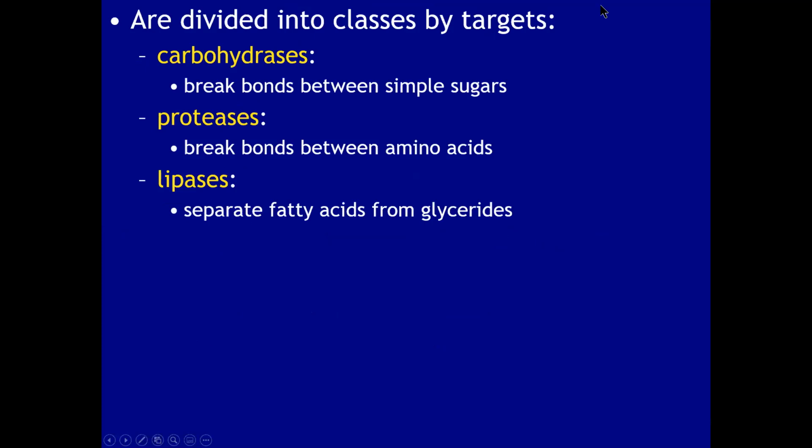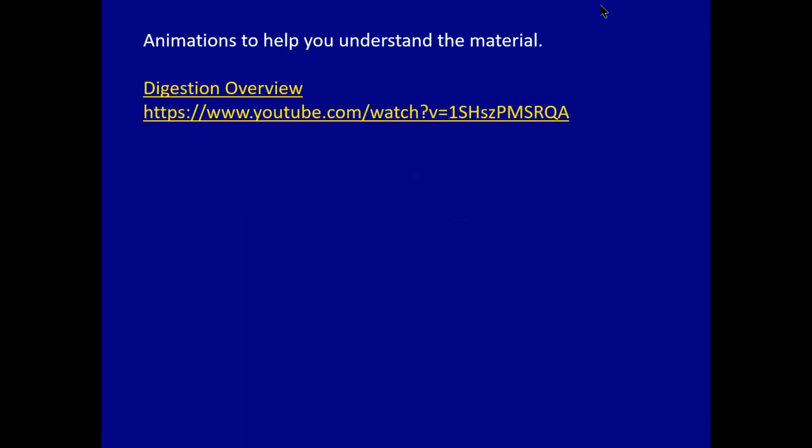So these enzymes are broken down into their specific groups by the organic molecule target. Carbohydrases break down simple sugars. Proteases break down proteins into amino acids. Lipases break down fatty acids. If you need some animation to help you understand the material, you can go to the Digestion overview on YouTube.